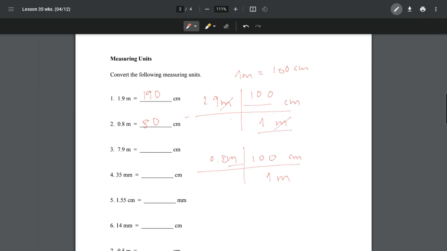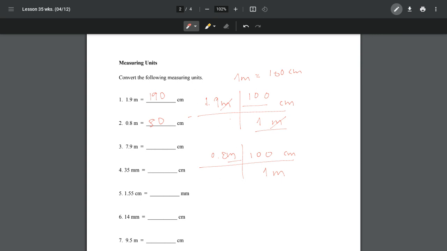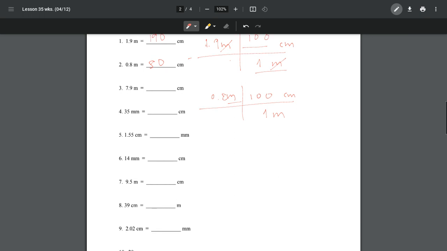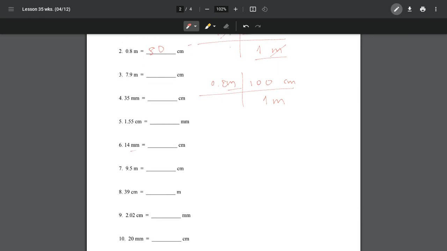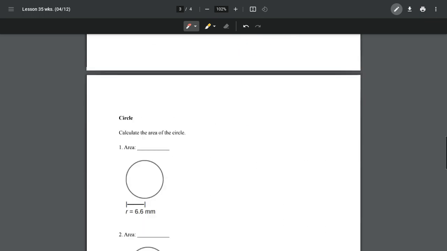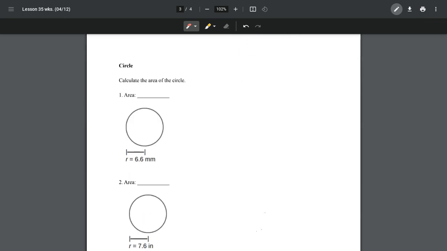Okay, so that's it. Go ahead and finish the rest. Oh, and then we have millimeters. Okay, so for millimeters, 1 centimeter equals 10 millimeters. So finish this page, and then let's move on to our third page.